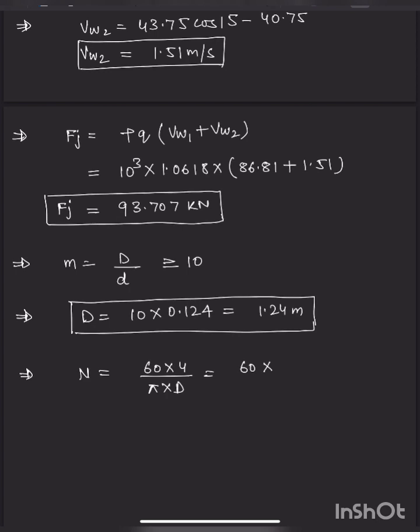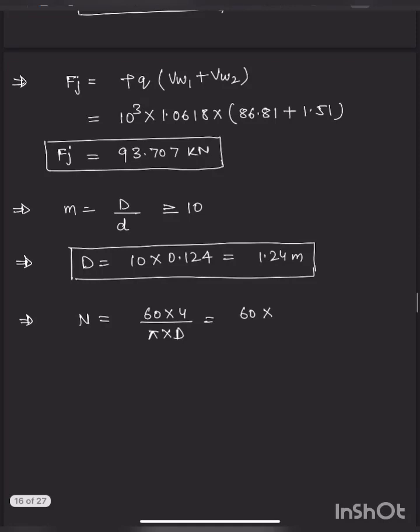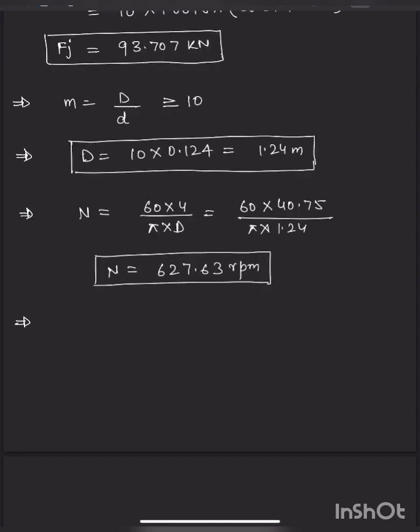Since u is known, we can calculate the RPM of the wheel as N is equal to 60 into u divided by pi into D. So 60 into 40.75 divided by pi into 1.24. Then N is equal to 627.63 RPM.